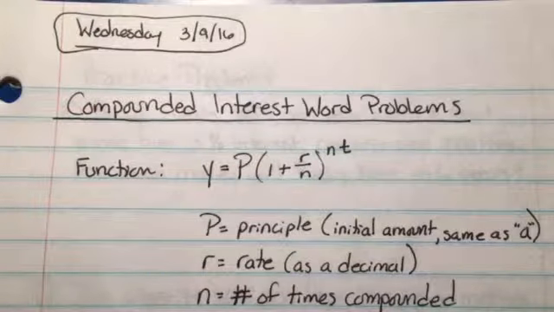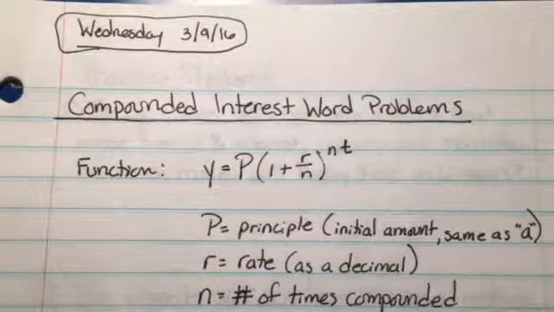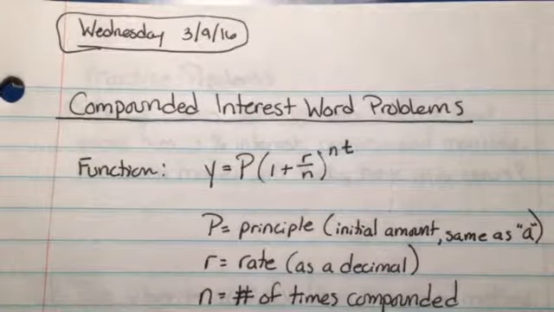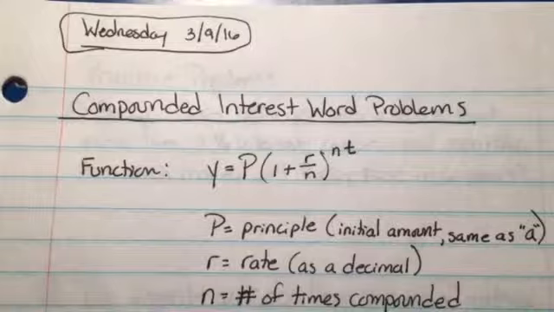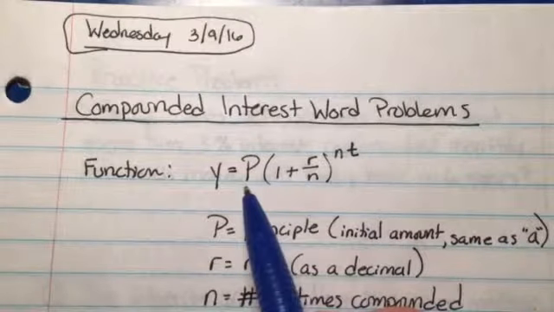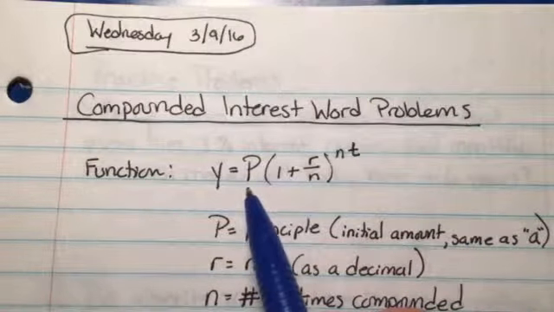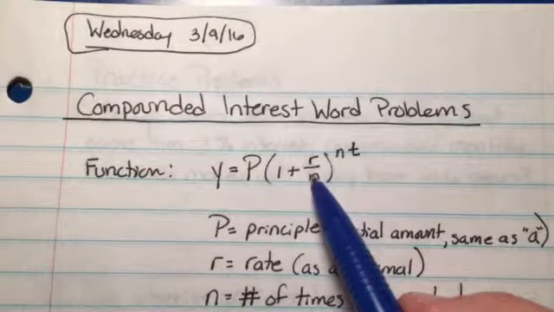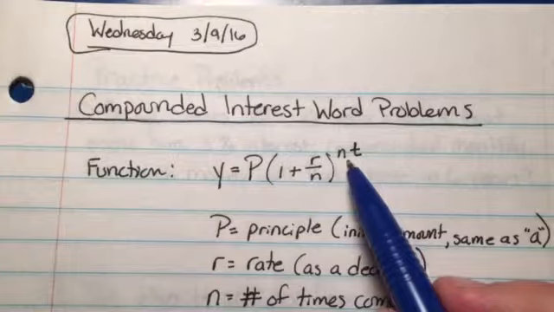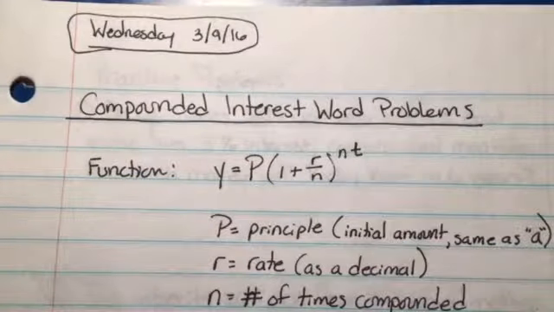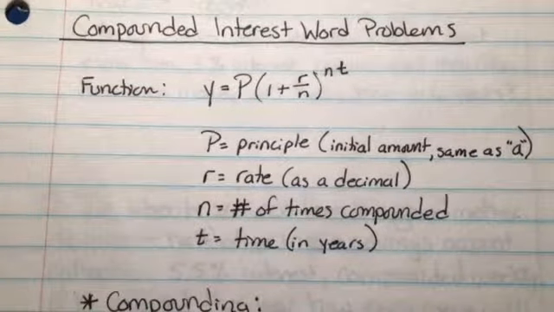All right, so yesterday was simple interest. Today, compounded interest. Compounded interest has a similar equation, but there's a little bit added to it. See, typically here we had an A. Now it's a P. Where here we had just the rate, now it's R over N. And then up here we had an X, and now it's an NT. Well, here's what they mean.